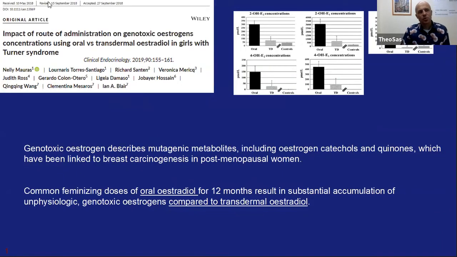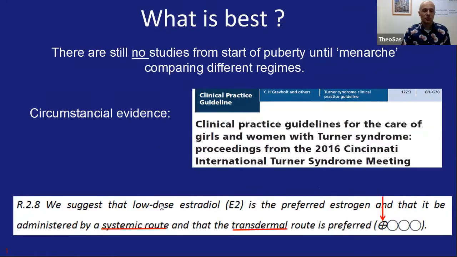That's what we have. And this is quite a new study. It's only one study, of Nelly Mauras from the United States, and she said that when you give oral estradiol for 1 year, it will result in a substantial accumulation of unphysiologic genotoxic estrogen metabolites. You can see them over here, which is higher with oral compared to healthy controls and to transdermal. So this could be a reason to think more about giving transdermal, although we do not know exactly what the consequences of these estrogens will be in the long term. So there is some evidence, we say, for transdermal.